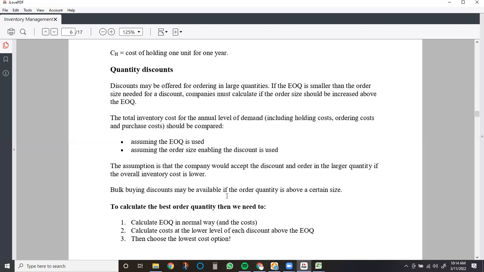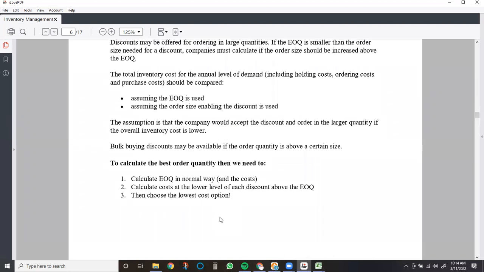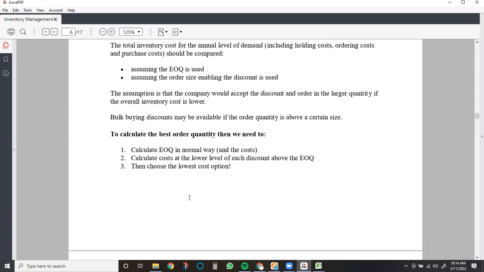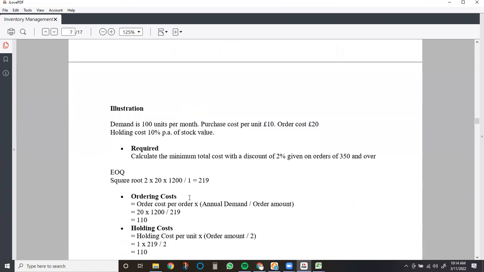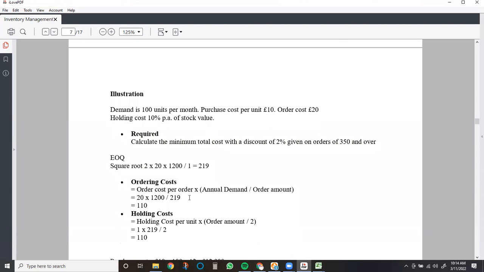Bulk buying discount may be available if the order quantity is above a certain size. To calculate the best order quantity, we need to calculate the EOQ in the normal way and the cost as noted above, these three things. Calculate cost at the lower level of each discount above the EOQ, then choose the lowest cost option. We have an example here.